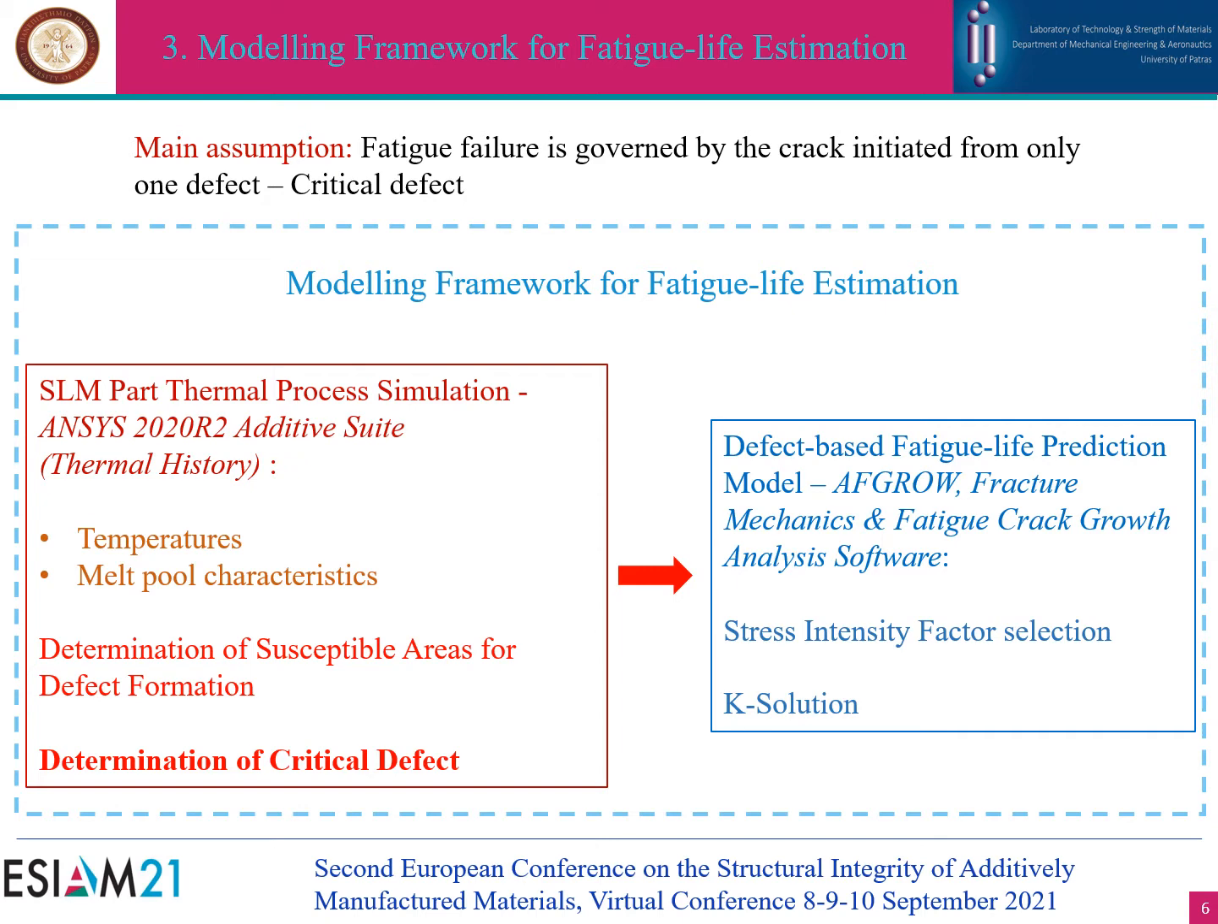thermal process simulation of the SLM part, which is performed in the Thermal History Module of ANSYS Additive Suite, in which temperature and melt pool characteristics at part scale are estimated, and their processing determines the susceptible areas for defect formation. Based on the stress level of these areas, the critical defect can be determined. Then, a defect-based fatigue life prediction modeling is performed, which is based on an appropriate selection of a stress intensity factor.